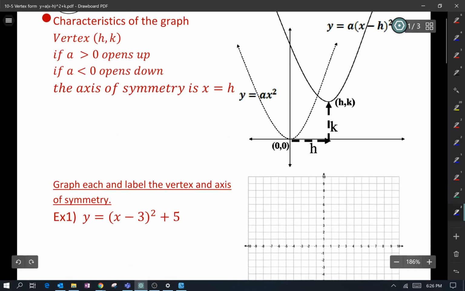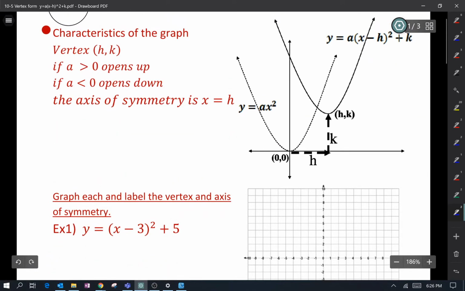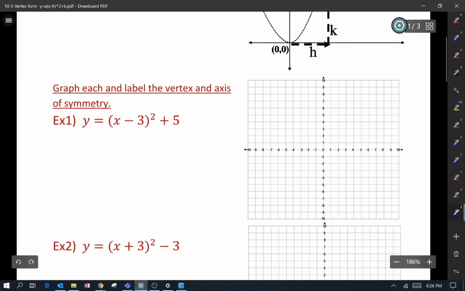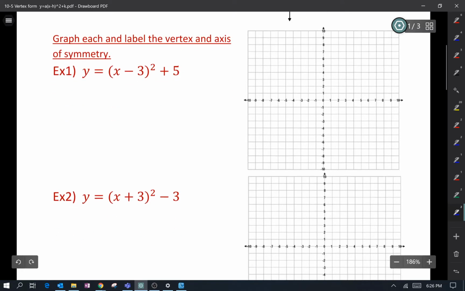First things first, we're just going to graph them. A couple little things that you should probably already know: if a is greater than 0, then it opens upward, like this, that's opening upward. And if a is less than 0, it opens downward. And the axis of symmetry will be wherever h is. So that'll help us a little bit. All right, so here we go. These are actually really easy to graph.